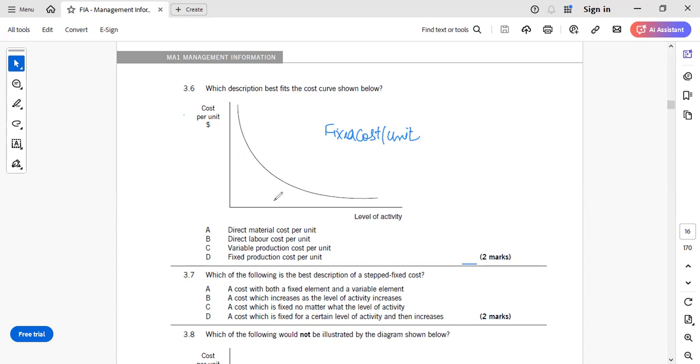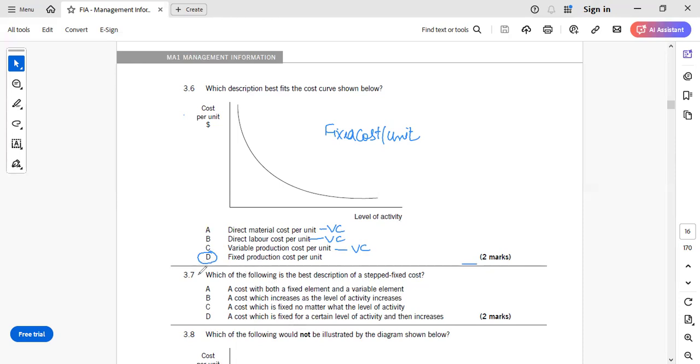Now we will decide which option is right option. Direct material cost per unit, this is your variable cost. Labor, variable cost. Variable production, variable cost. Fixed production cost per unit. Option D is right option. Okay.